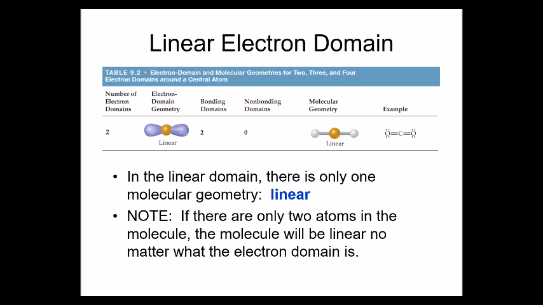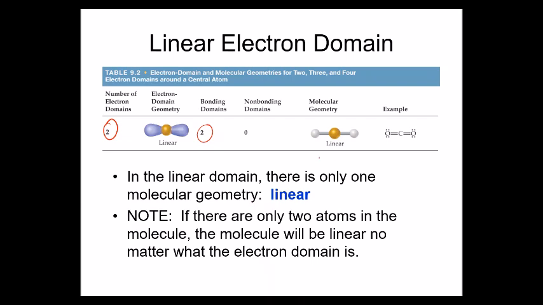Now let's start talking about the domains. We're going to start with the easiest domain, the linear electron domain. It's the most simplistic, and easiest to work with. There are two electron domains around the central atom, and they're going to be bonded domains. So linear is not going to have lone pairs on the central atom.